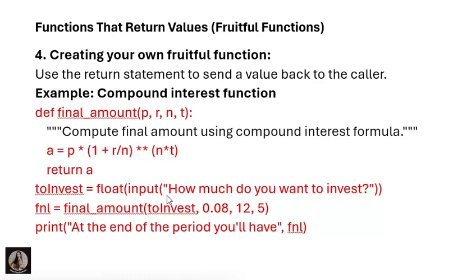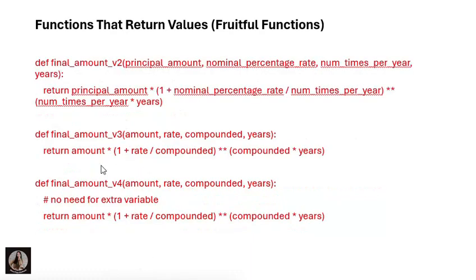For example, if I take P is equal to 10,000, R is 0.08, N is equal to 12, and after 5 years it will be 14,859 according to the formula. Here in this example, all three functions I have used do the same thing: calculate the compound interest and final amount.